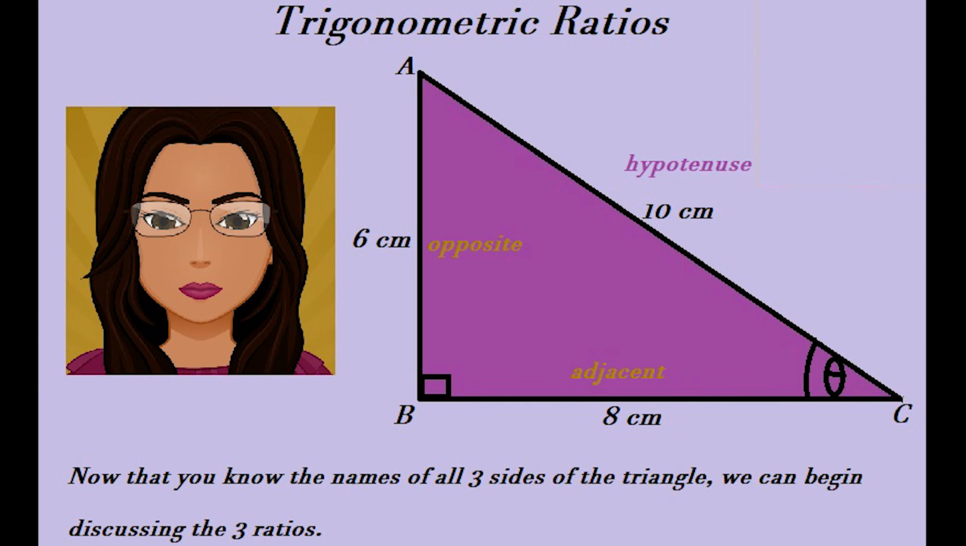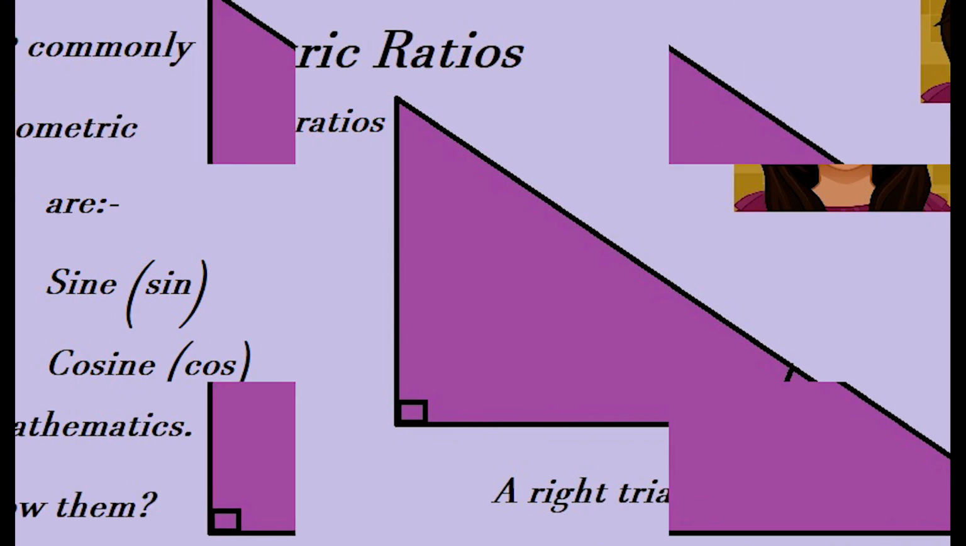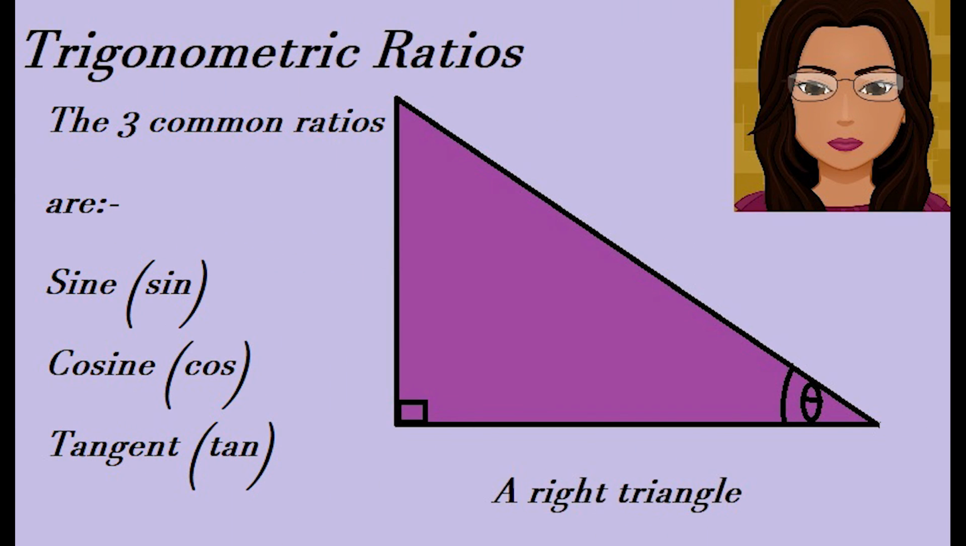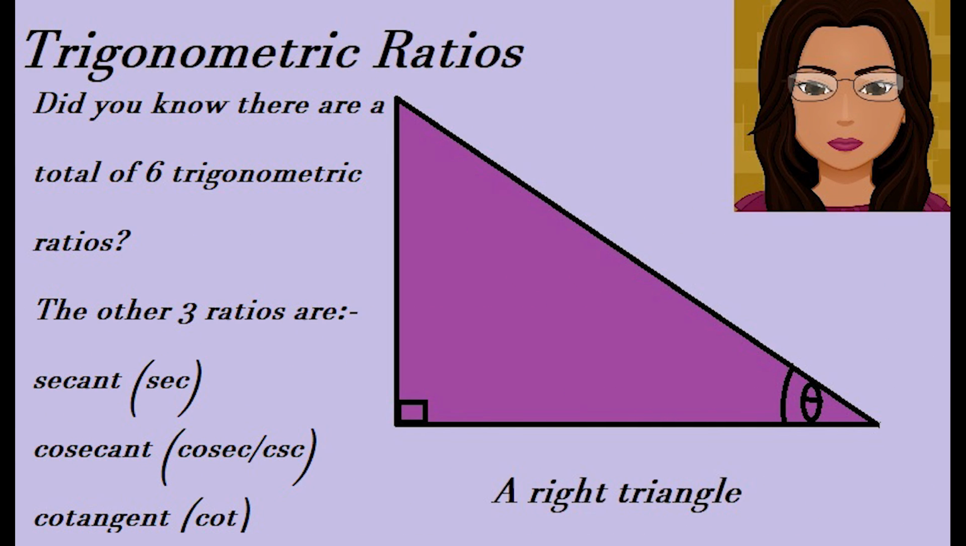Now for those of us who are familiar with trigonometry, you may know that there are three commonly used trigonometric ratios. However, there are actually 6 ratios, and we only use 3 in mathematics. The other 3 are focused on in additional mathematics as well as pure mathematics.